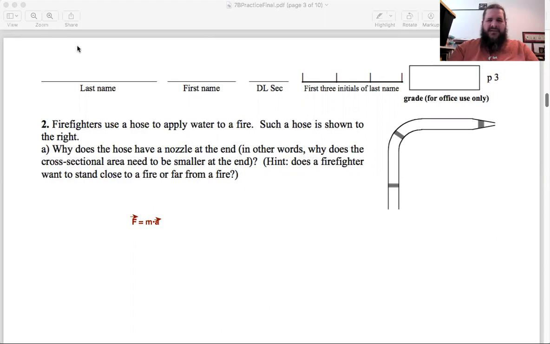So let's take a look at each of these locations. Let me label these location 1, location 2, and location 3. Starting at location 1, what would you expect this blob of water to be doing as it moves? Is there any acceleration going on there?